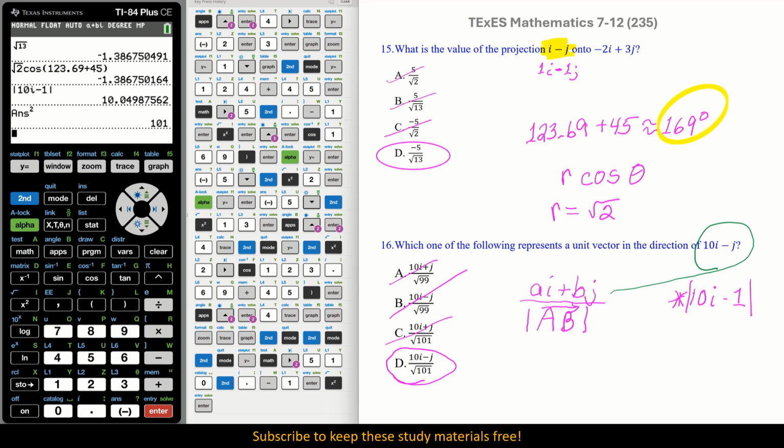This is the last question for our competency 2, as far as the quiz questions.